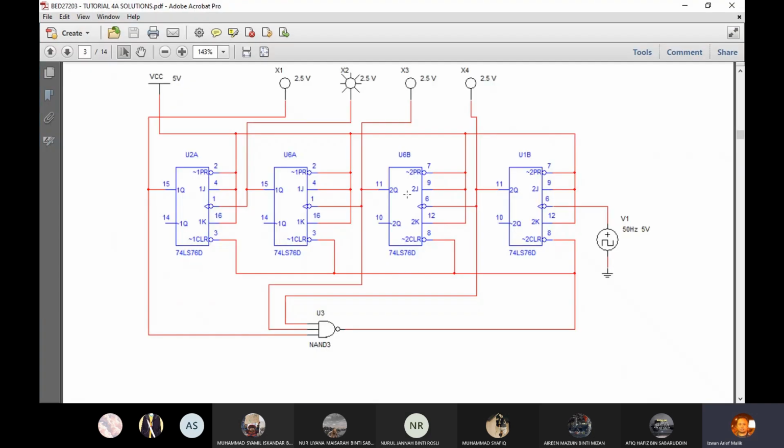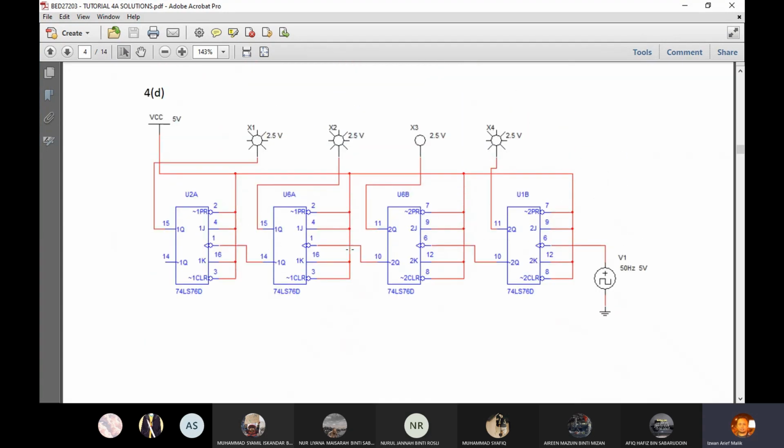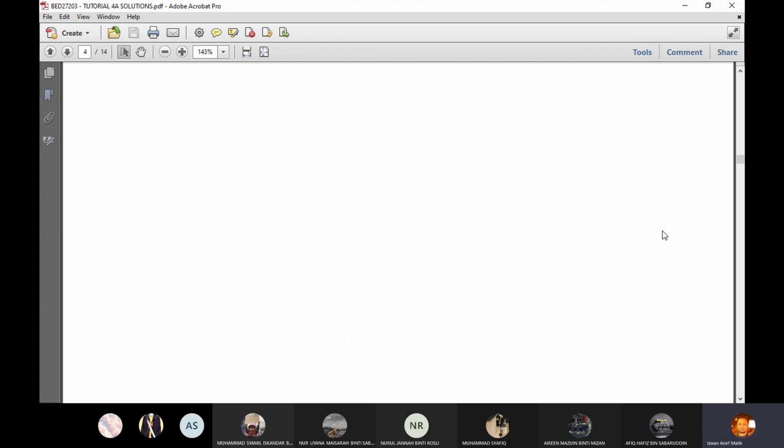So 4-bit down counter. So I'll draw 4 flip-flops. Not this one. Sorry guys. Okay, this one. 4 flip-flops. Yang ini datang daripada output source. Second flip-flop from Q bar, third flip-flop from Q bar, fourth flip-flop from Q bar. J, K, preset and clear, connect them to VCC. Each Q connect them to LED ataupun segment. Run them, dia akan dapat sequence yang kita nak lah.